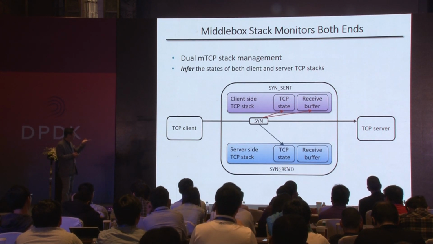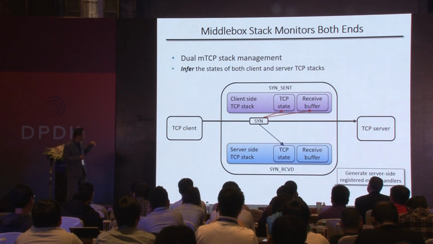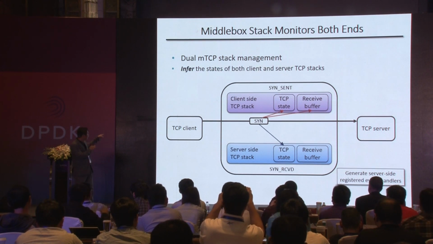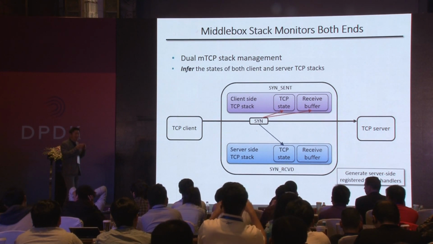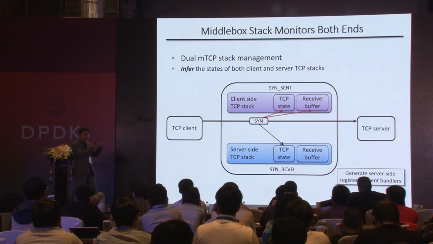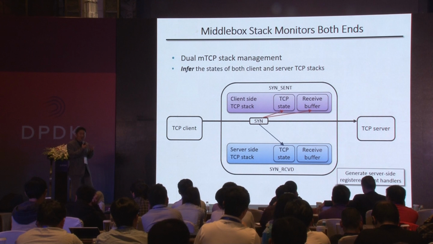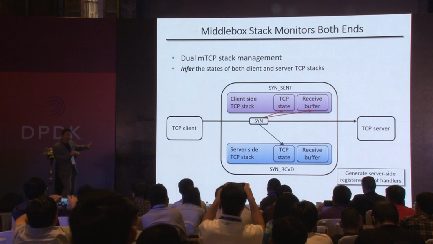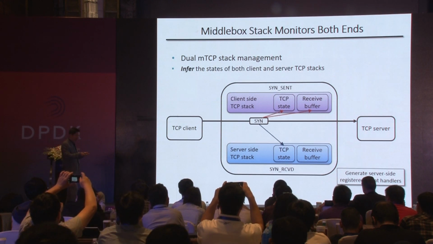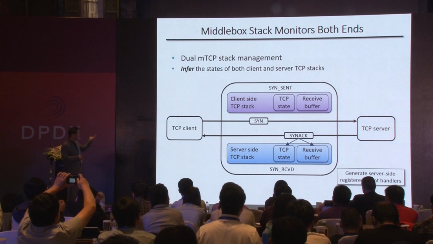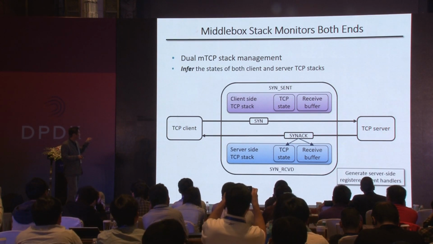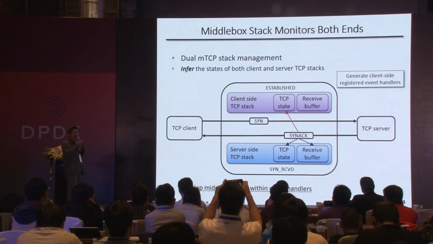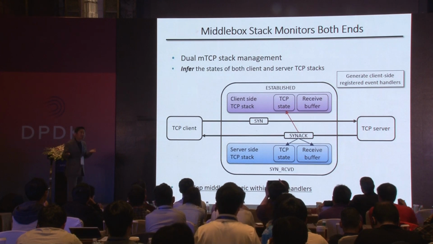And then when you receive it, you update the server-side stack, because the TCP state is different, right? The TCP client's state is SYN sent, but on the server side, you just received a TCP SYN, so you are in the state of SYN received. So this is different, and you need to manage these stacks differently. And then when there is a SYN-ACK, you update the server-side TCP stack, and you make the client-side TCP stack mark this connection as established.